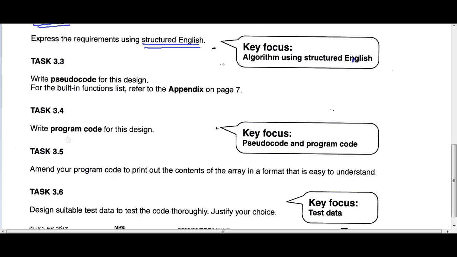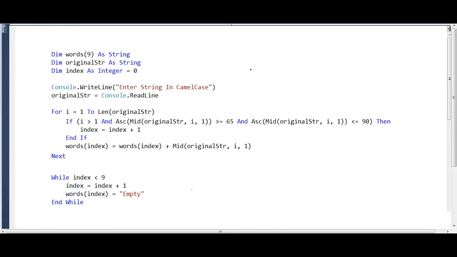Task 3.4 requires us to write our solution using a programming language such as Visual Basic. So it's basically the same code, the same algorithm that we did in task 3.3. The only difference is this time we are going to be using a programming language such as Visual Basic to write our solution. So let's take a look at the solution.